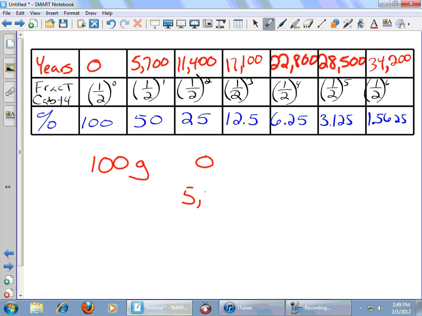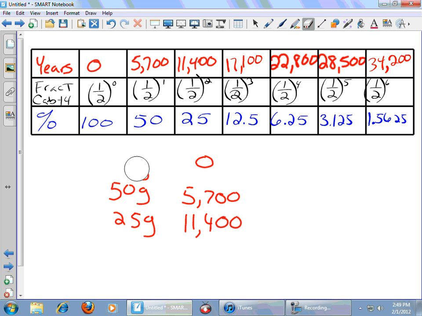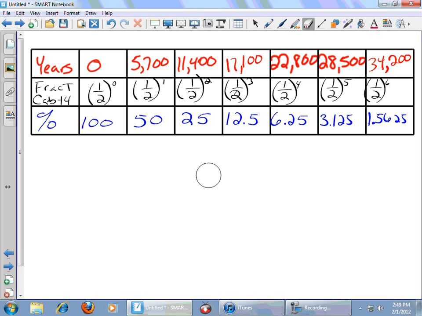In 5,700 years, you would only have 50 grams of carbon-14. And then in 11,400 years, you would only have 25 grams of carbon left because it starts to decay. It doesn't really evaporate or disintegrate. It decays and dies away. Okay? This table up here shows you the half-life of carbon-14.